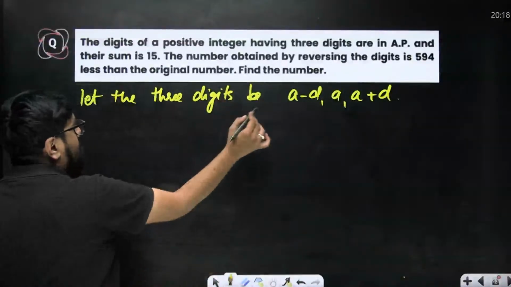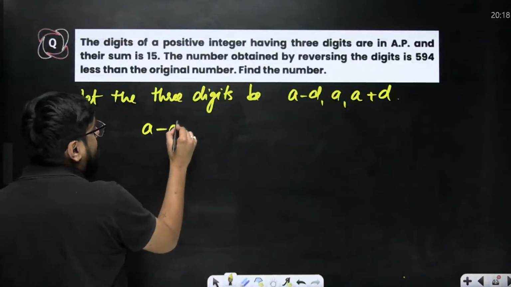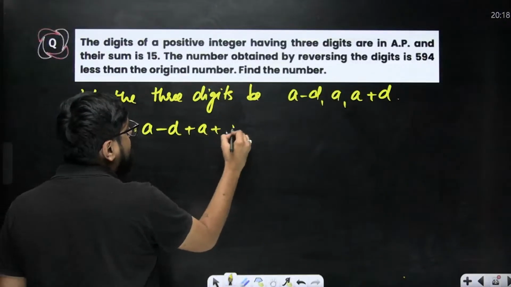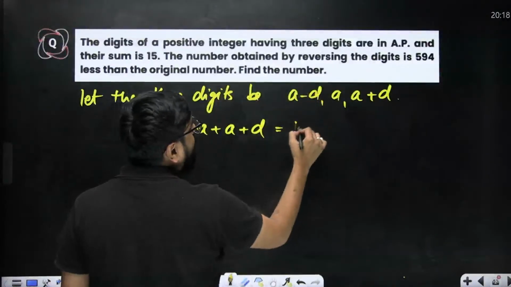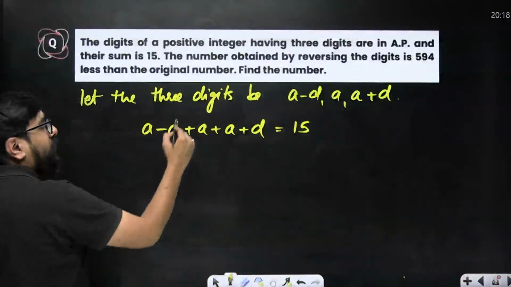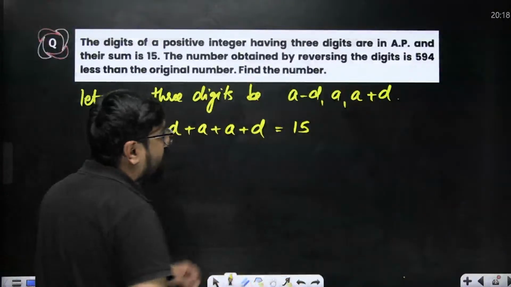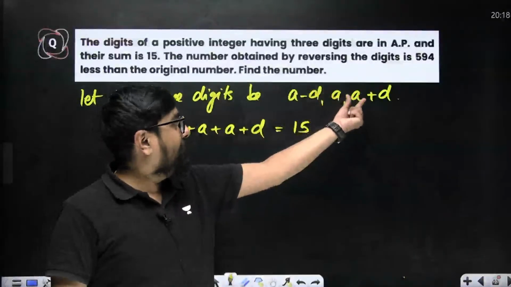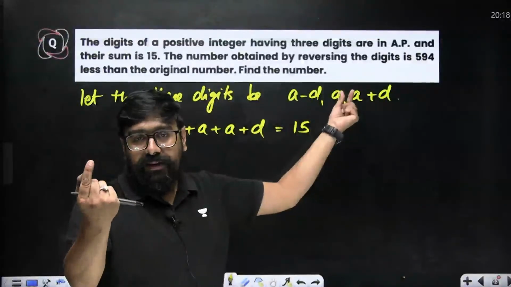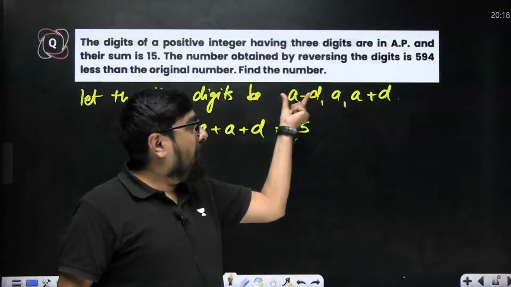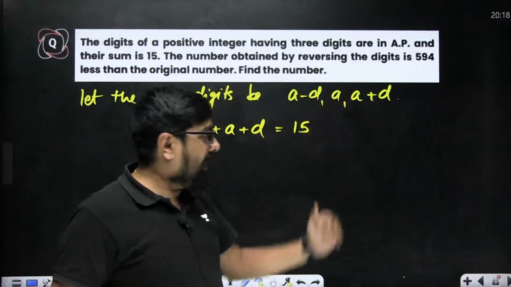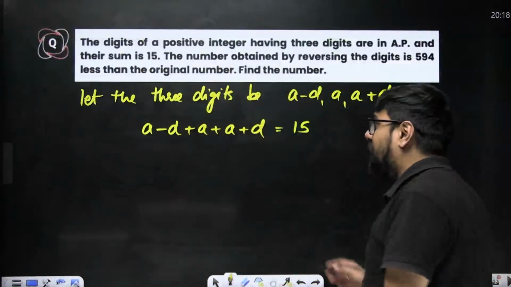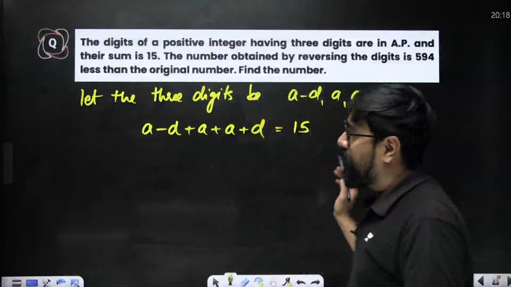Why? Because now when you are doing the sum of digits, a minus d plus a plus d, and you put this equal to 15, the d cancels. One more thing: see, this is AP only. a plus d minus a is d, and a minus d, d. So whenever you have to choose 3 numbers in AP, choose them like this.